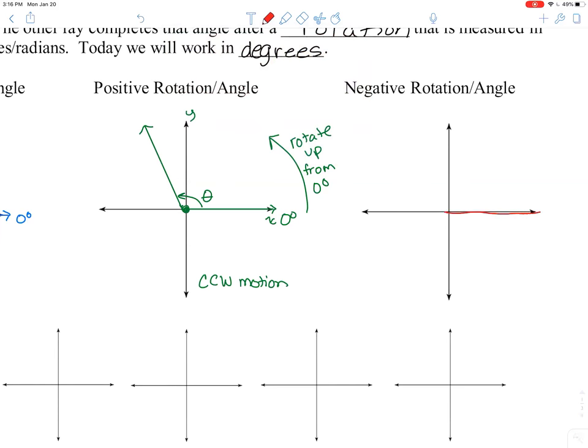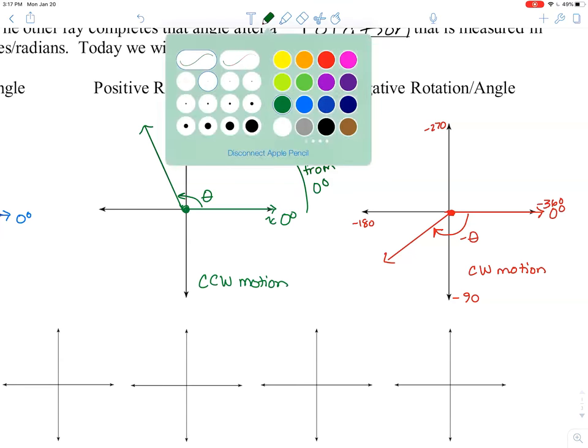All right, negative rotations. I think you probably could guess what's going to happen here. You're starting with your initial side on the positive x-axis, and then your other side is just going to rotate downward towards the negative x-axis, and it can continue to rotate around however I'd like, and then it comes to its terminating position. This is a negative angle or a negative rotation. This is a clockwise motion. So you're coming down to negative 90 degrees, or negative 180 degrees, or negative 270 degrees, or if you go all the way around, negative 360.